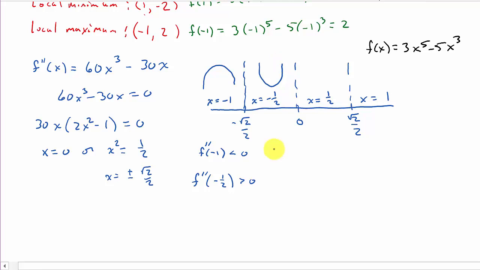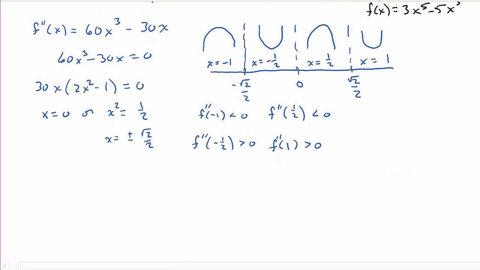And then we've got f double prime of 1/2. So if I plug the 1/2 in, that's positive. That's going to be negative in here. So a positive times a negative is negative. So that's concave down. And then f double prime of 1, that's going to be what? A positive and a positive. So that's going to make it positive. And so that's concave upward.